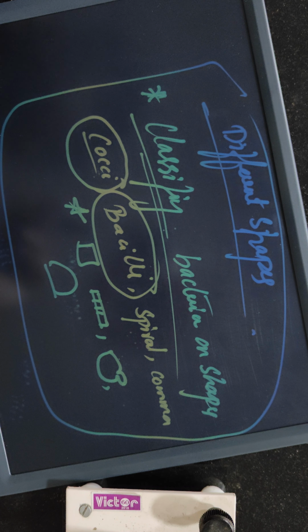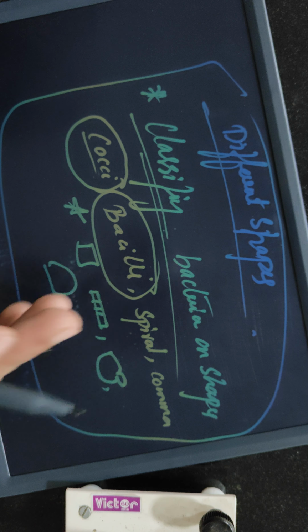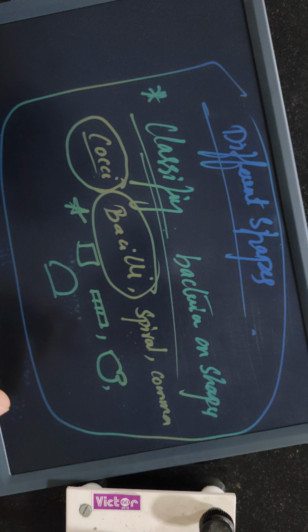So we have covered the different morphological characteristics of bacteria based on their shape. In our future videos, we will be covering the different components of bacteria, the cell wall, their structure and all.